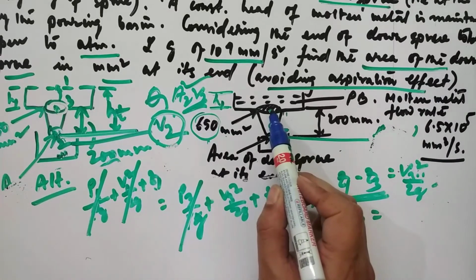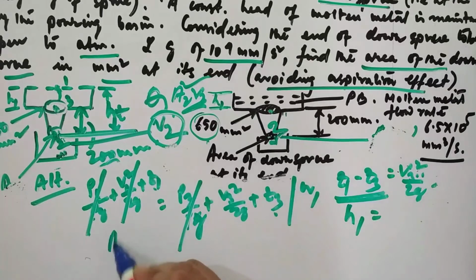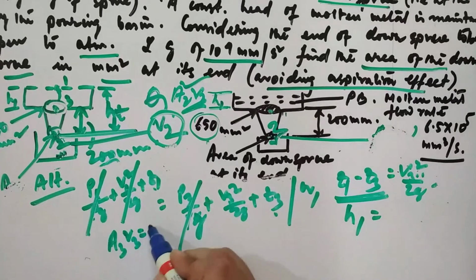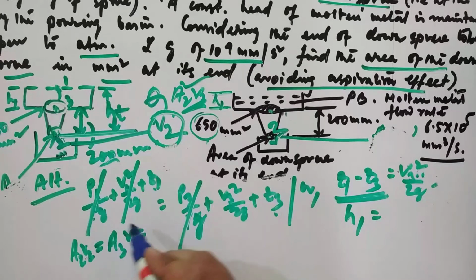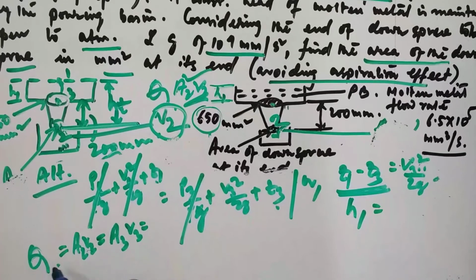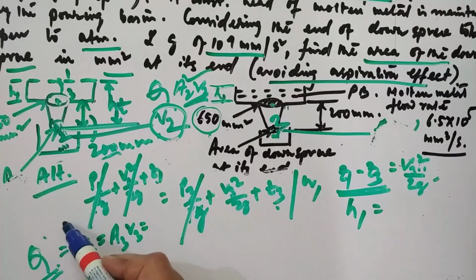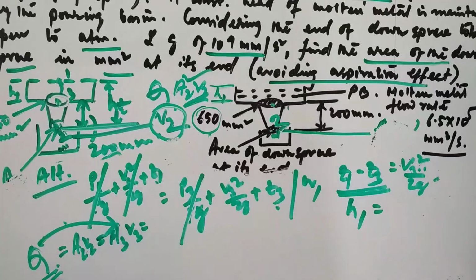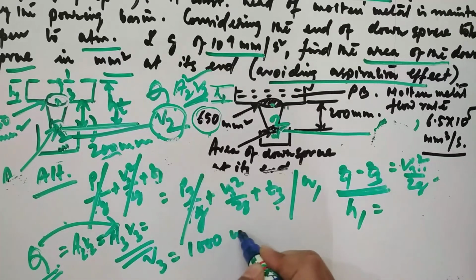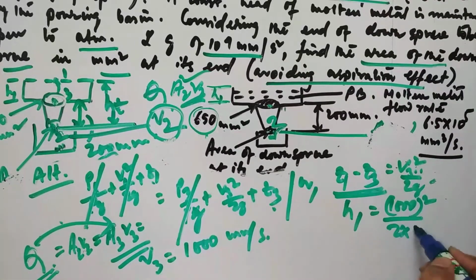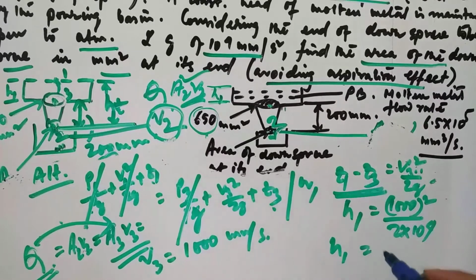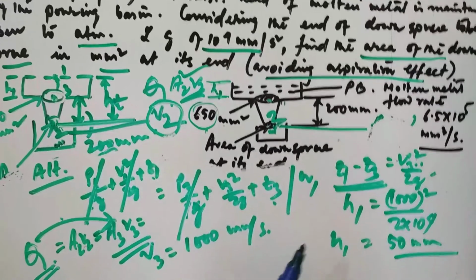At this point the velocity we have already found by the formula A3 V3 equals A2 V2, which equals Q. From Q we already know 6.5 into 10 to the 5. From there, we have already found V3 equals 1000 millimeter per second. So putting that value, 1000 squared by 2 into 10 to the 4, we get the H1 value as 50 millimeter. So you have got the H1 value.